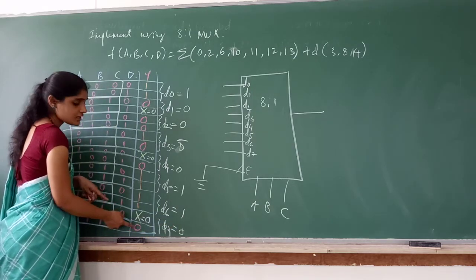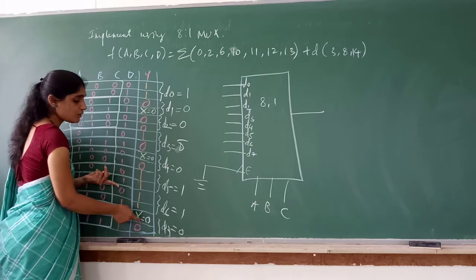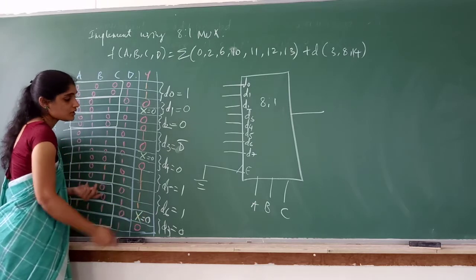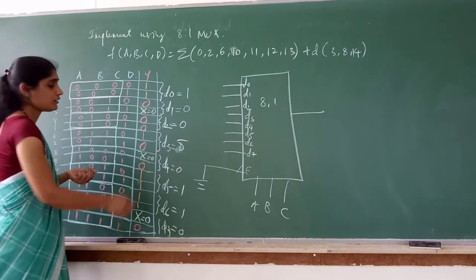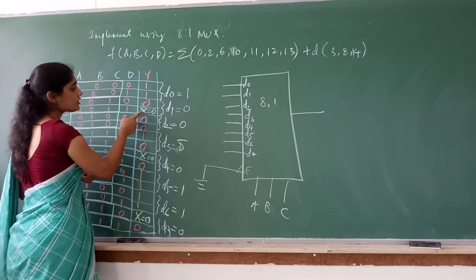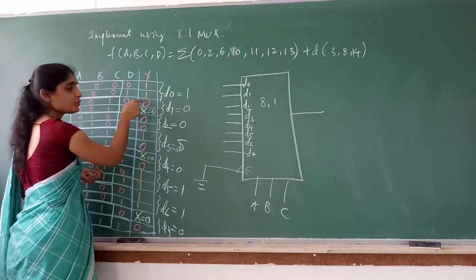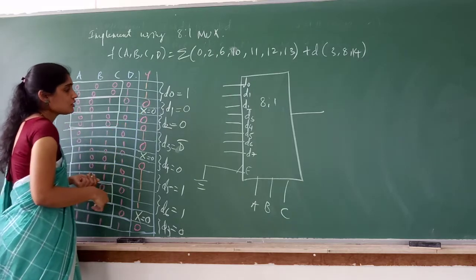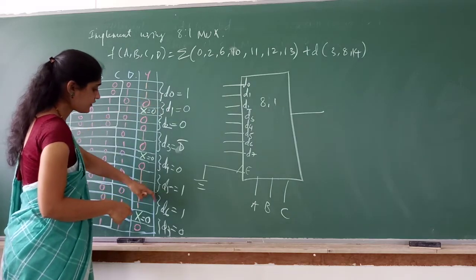If you have 1 here, you assume the don't care as 1. Then it will be 1 for that particular input line. So now it is simple. Hope it is clear. If you have a don't care term, assume the don't care value will be same as the previous condition. Okay. So D0, D5, D6, 1.